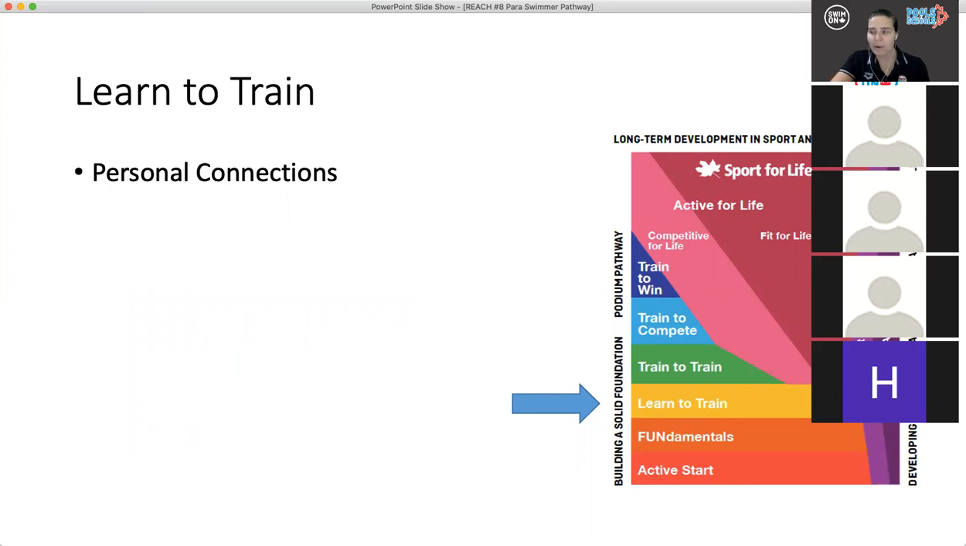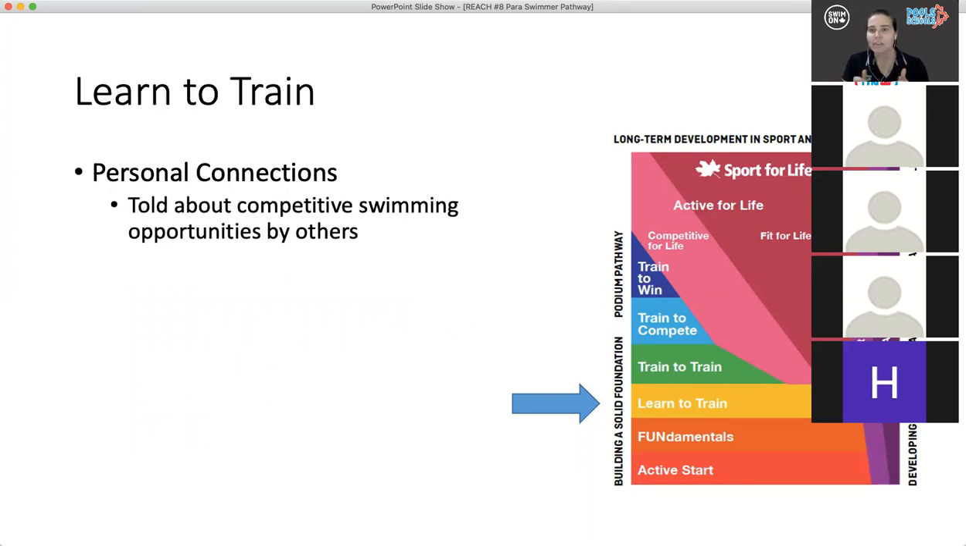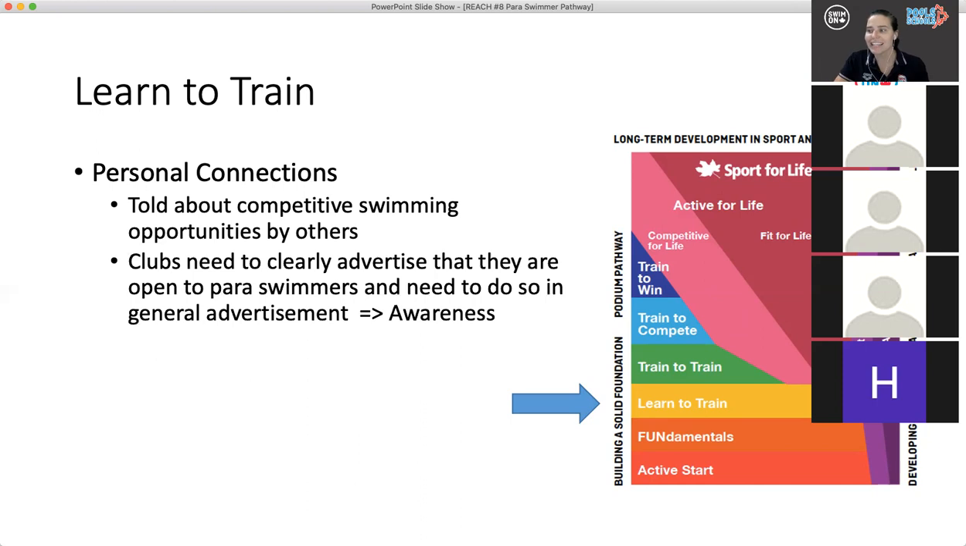And the interesting thing about this is that most individuals with an impairment were told about competitive swimming opportunities by others. It wasn't that they were out searching for a competitive swimming opportunity. It's that they had a friend, a doctor, a family member who was like, oh, hey, I heard about this program. Maybe you'd be interested in trying it out. The reason why this is so significant is that we need clubs to be making it very clear in their advertising that they are open to working with paraswimmers, and they need that messaging to go out to the general public, not just targeted to paraswimmers, but actually to the general public to make it known.